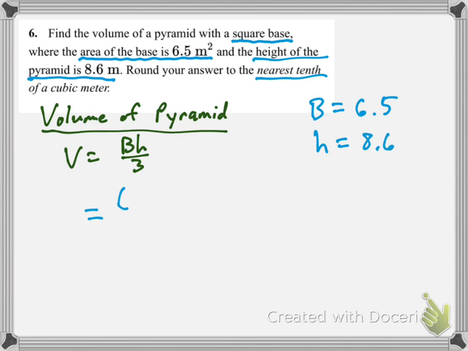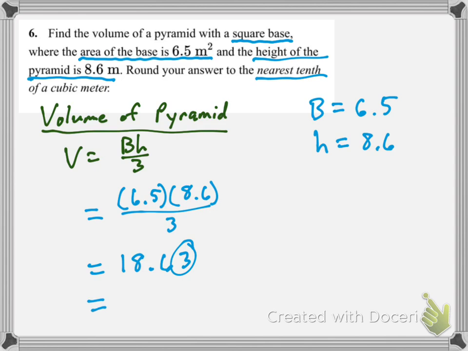So I have 6.5 times 8.6 divided by 3. Round to the nearest tenth. So I get 18.63. What does the 3 do? Nothing. So it's 18.6 meters cubed.